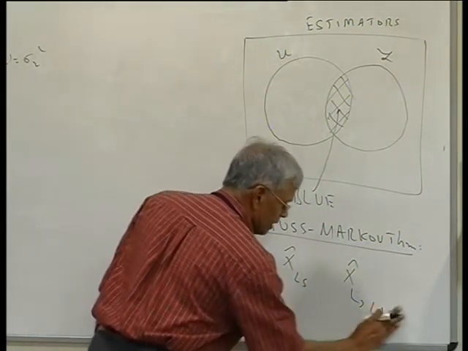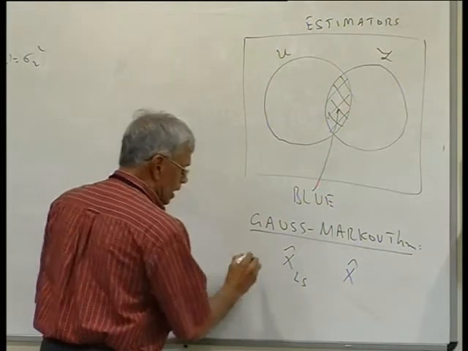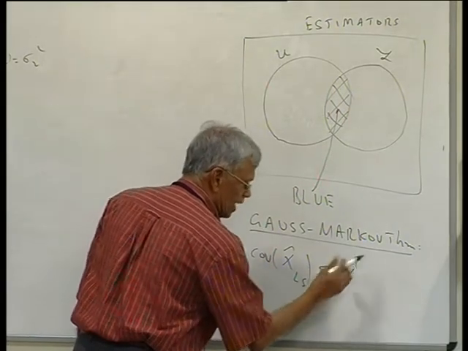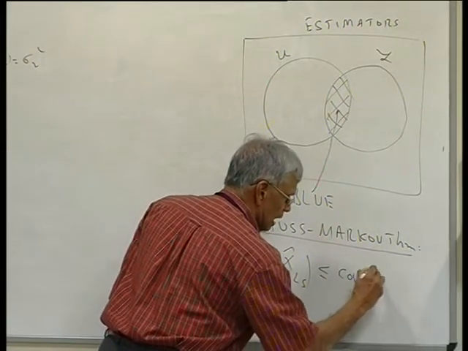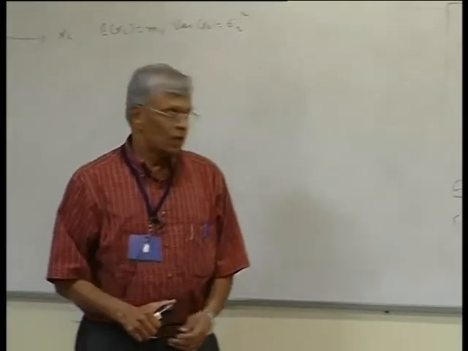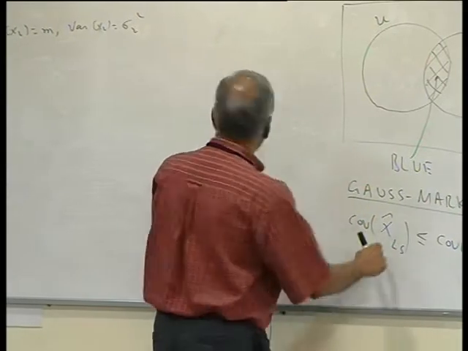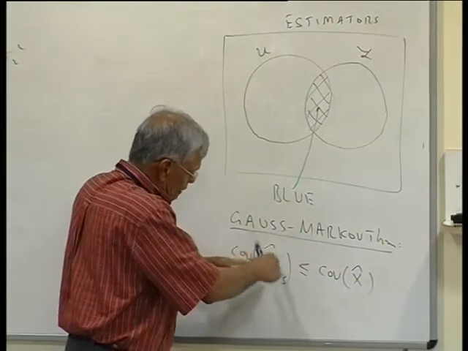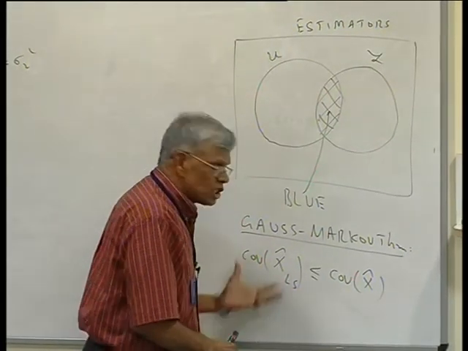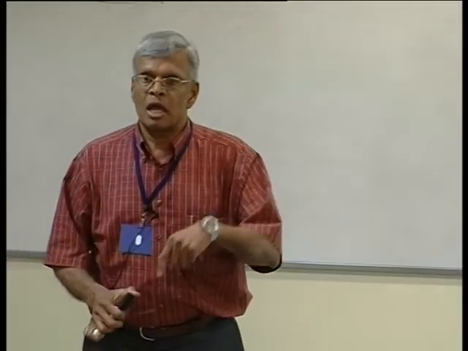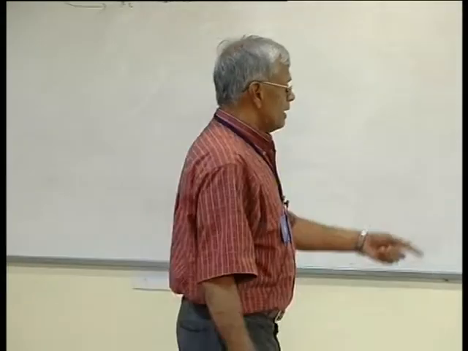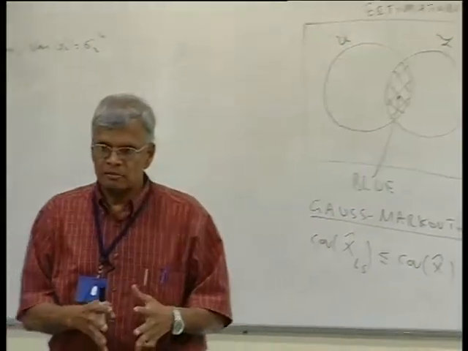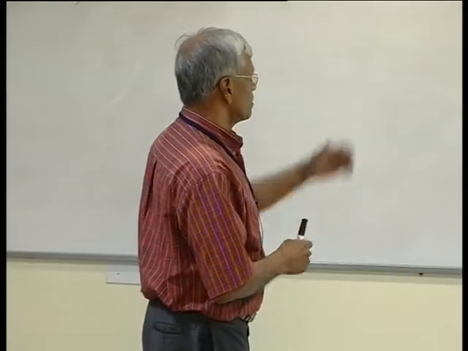So what does the Gauss-Markov theorem say? The covariance of the least square estimate is no greater than the covariance of x hat. So this is a matrix inequality. In principle, this could be a vector. If I can estimate the covariance of the estimate, the least square estimate is the best among all possible linear unbiased estimates. So it's one of the most fundamental and enduring theorems in least squares and estimation theory.